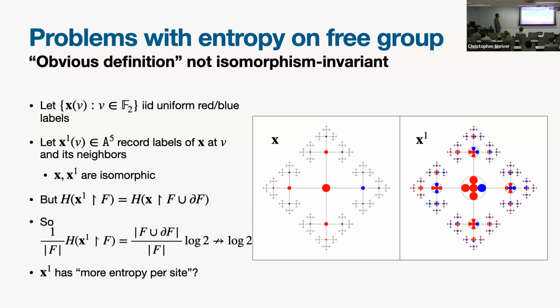But if you look at how much information is contained in a ball as measured by Shannon entropy, if you take one ball over here and take how much information is in there, it actually has the information of the ball plus its boundary. And that doesn't go away as you take this normalized volume limit, because trees and non-amenable groups have non-negligible boundaries. So if you take this naive way of defining entropy per site as a spatial average over balls, you get something that's not isomorphism invariant.